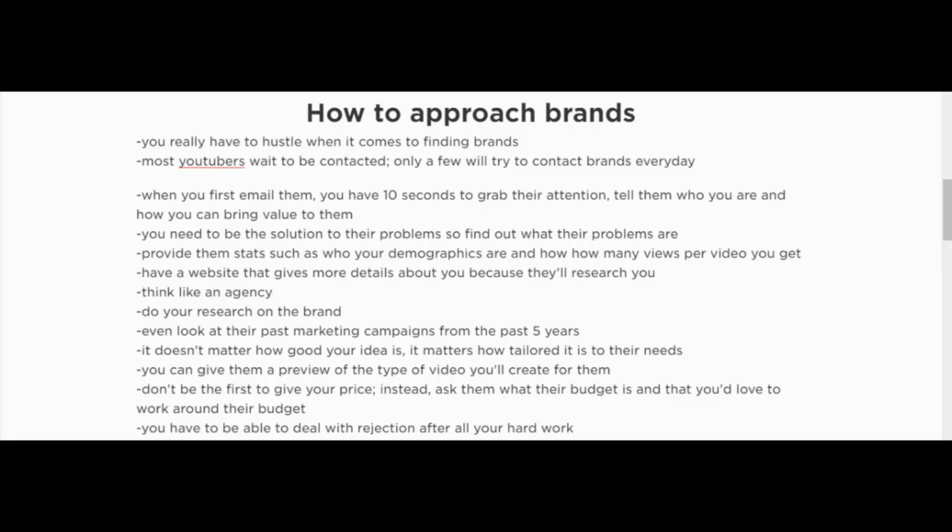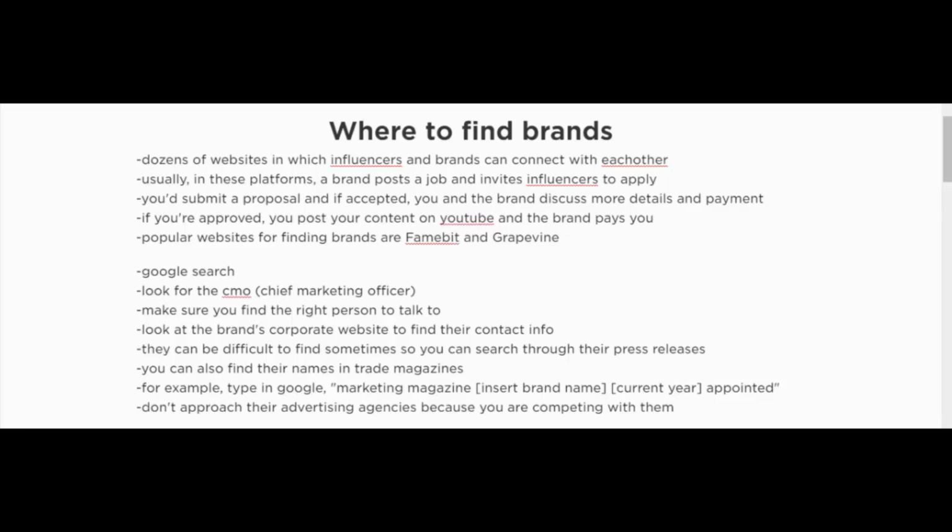And another thing is, don't be the first to give your price. Instead, ask them what their budget is and that you'd love to work around their budget. And lastly, you have to be able to deal with rejection after all your hard work, because rejection is part of the process. You're going to get rejected a lot, but in the long run, all your hard work will pay off.